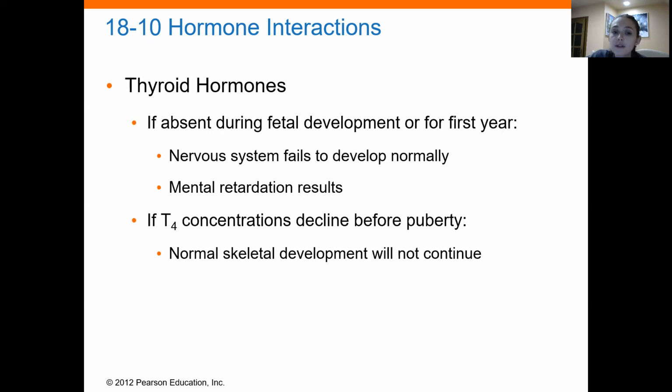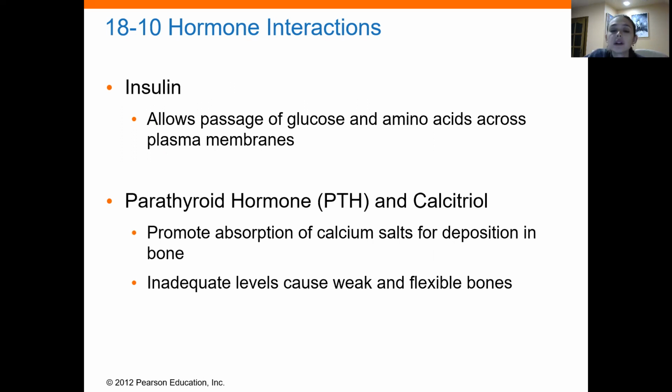Thyroid hormones, if absent during fetal development or the first year, generally cause problems with nervous system development, which is called cretinism. The nervous system fails to develop normally and mental retardation results. If T4 concentration declines before puberty, normal skeletal development will not continue. Insulin allows passage of glucose and amino acids across the plasma membrane, and as a result they are stored: glucose as glycogen, and proteins are synthesized from amino acids.